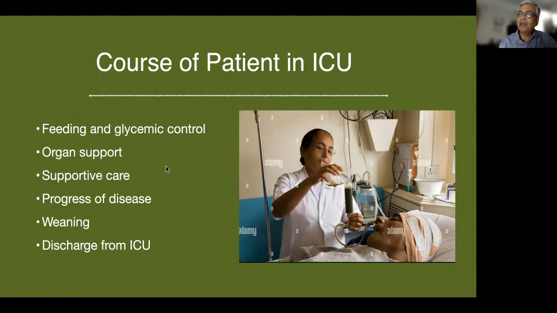You give supportive care, you see the progress of the disease, and as the patient improves, you wean the patient off the ventilation and finally discharge the patient from the ICU. This is a lady who is shown giving enteral feeding to the patient through a nasogastric tube.